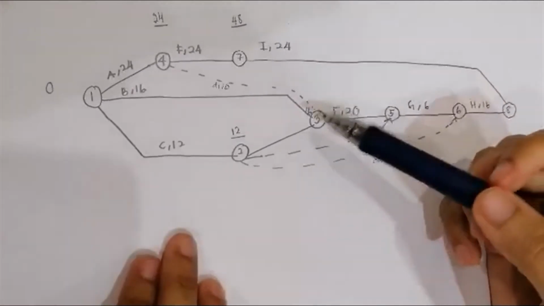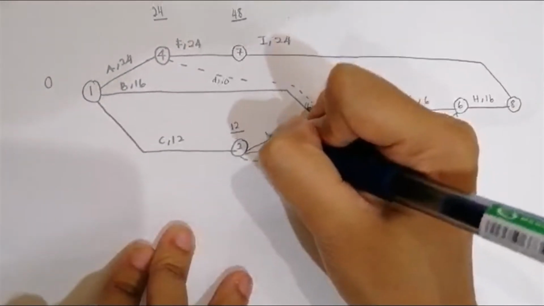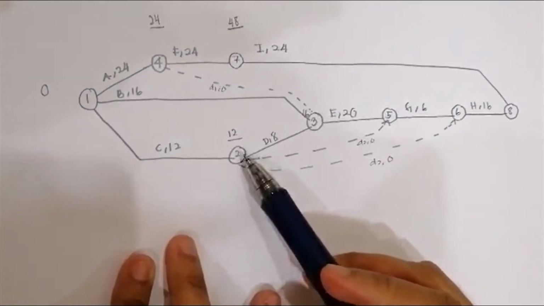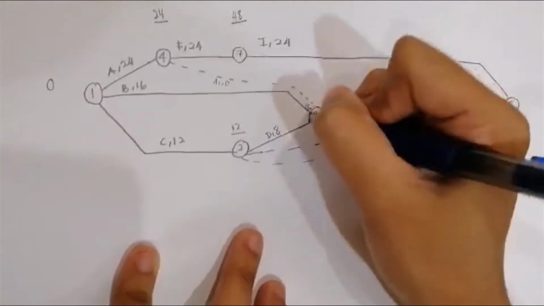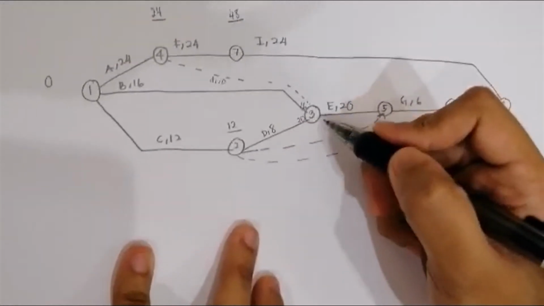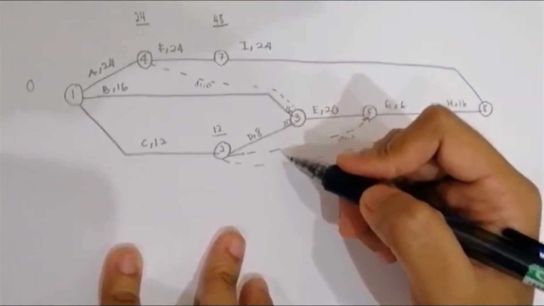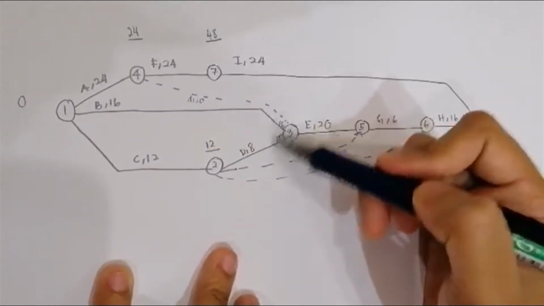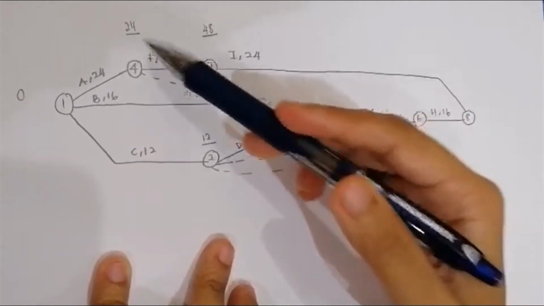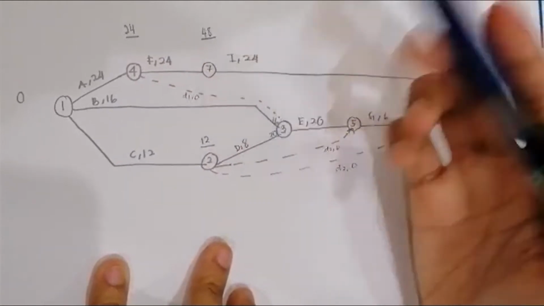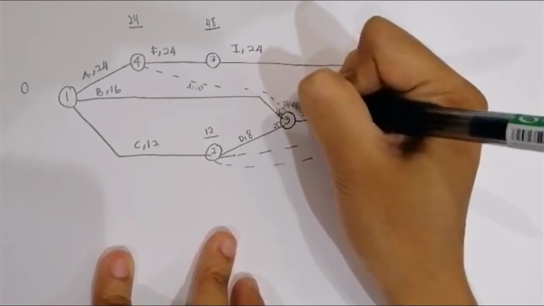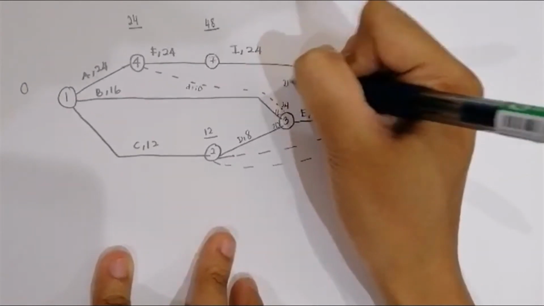Okay, next, 12 plus 8 equal to 20. Okay, to calculate EET of E, there are 3 preceding activities, which are A, B, and D. So we have to choose the biggest number. So there is a dummy. So we have to add the numbers, which is 24 plus 0 equal to 24. So we choose the biggest number, which is 24. So we put it on the top of number 3.